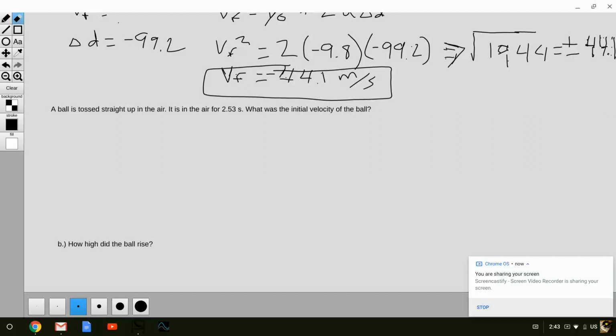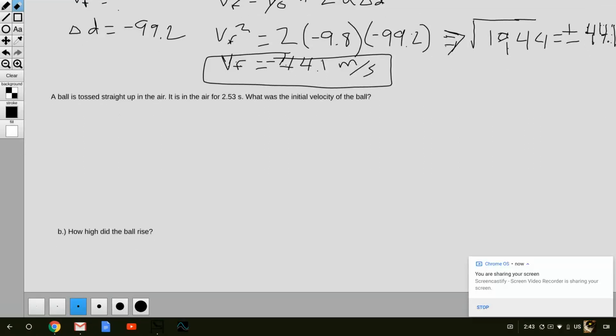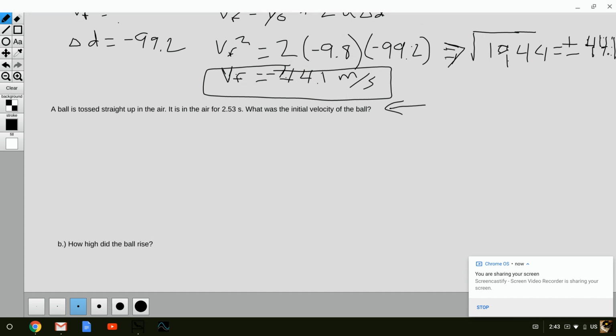Okay, so here is vertical problem issues number 2. And we've got this third problem right here where a ball is tossed straight up in the air and is in the air for 2.53 seconds. What is the initial velocity of the ball? So here's the issue. When you draw a little sketch, it's going to go up and turn around and come right back down. So the initial velocity, we don't know.